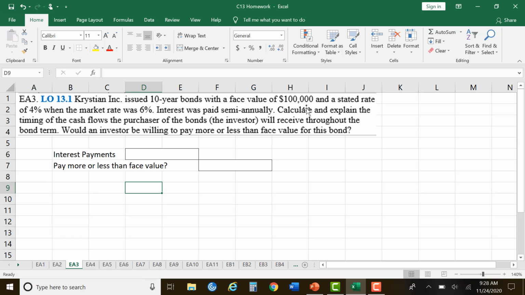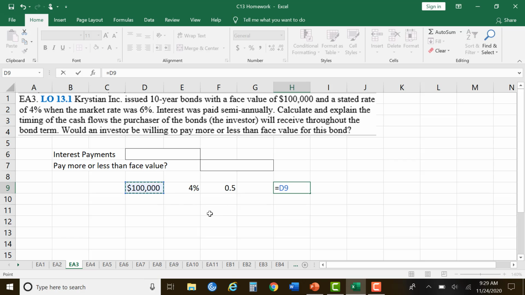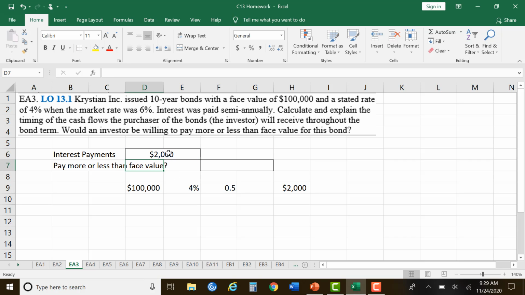Okay, so the bond is $100,000, and it says that it has a stated rate of 4%, and it pays semi-annually. So 2 times a year, or half a year. Each half year you're going to get a payment. So the interest payments are going to be 100,000 times 4% times half a year. So they're going to get interest payments of $2,000 2 times a year for 10 years, because this is a 10-year bond.